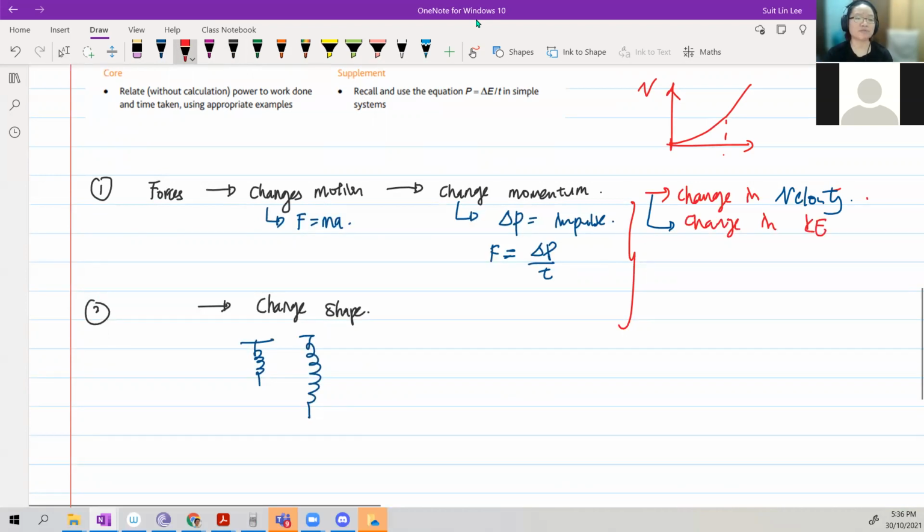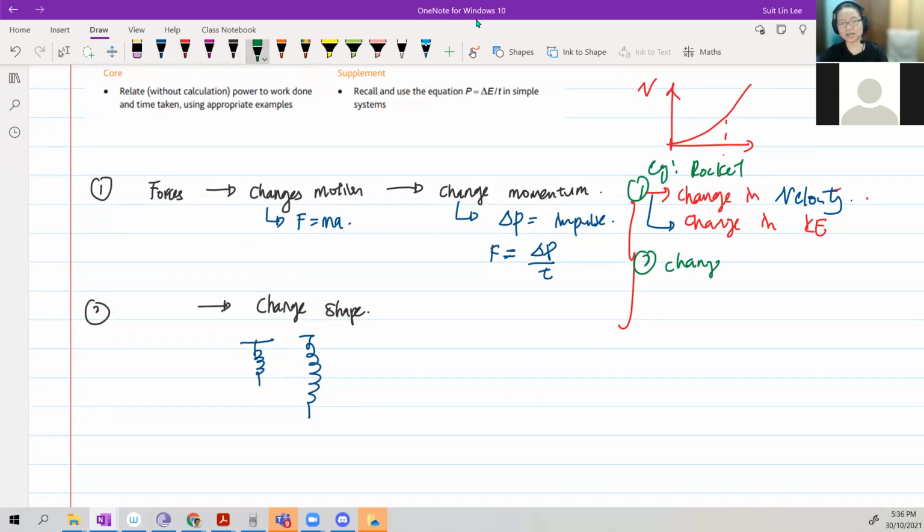And for example, you could say, teacher, the rocket is getting higher and higher. Okay, number one, change in velocity. Number two, change in height. So if there's a change in height, surely there is a change in gravitational potential energy.